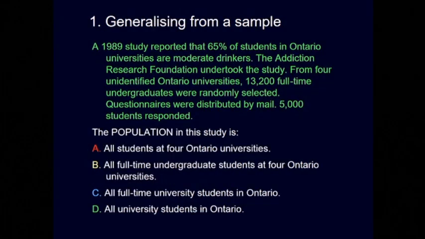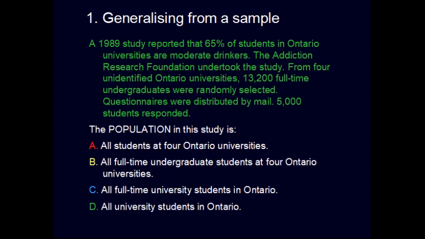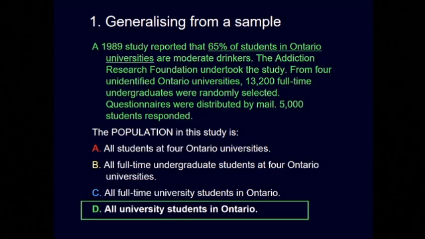What's the population? This is often the hardest question because sometimes the population isn't entirely clear. What do you think it is in this example? What's the population they're trying to generalise to? Here's the one I chose, D. I chose that because that's what the conclusion of the argument says. It's what they actually tried to generalise to.